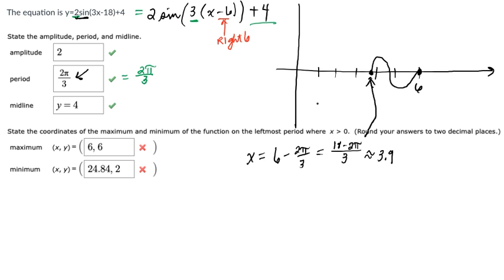Okay, so we need to obviously go again. I think we can fit in 1 or 2 more cycles. So the next cycle is going to begin at a place 2 pi over 3 units before this one. So I'm going to subtract 2 pi over 3 again.